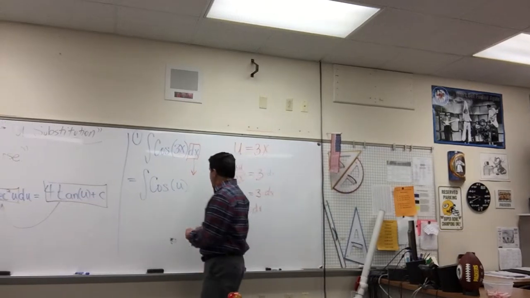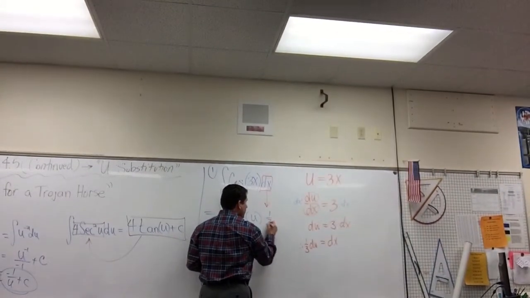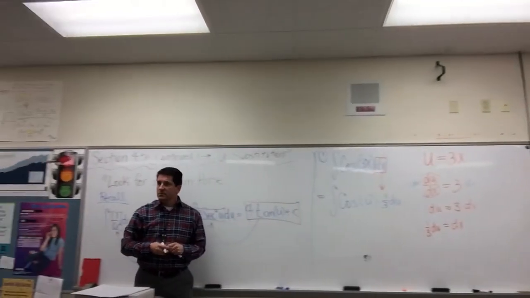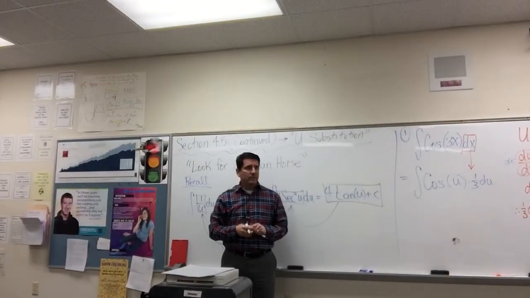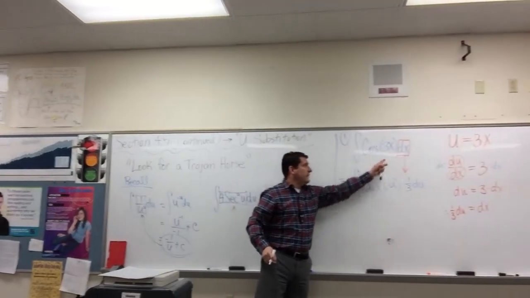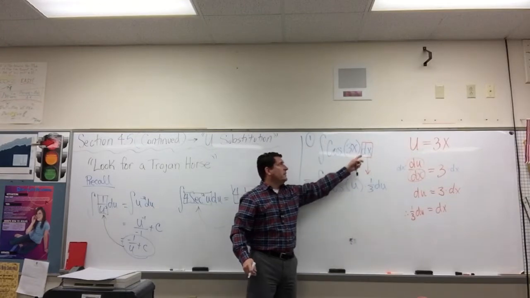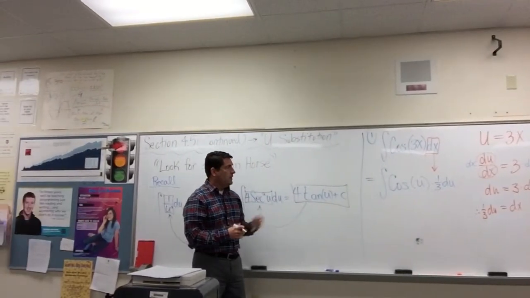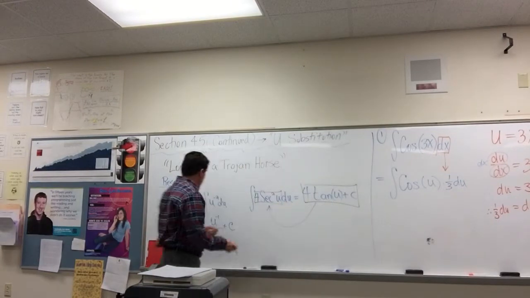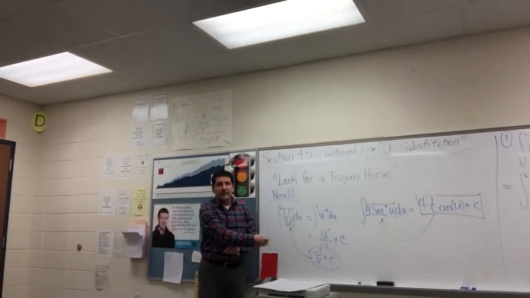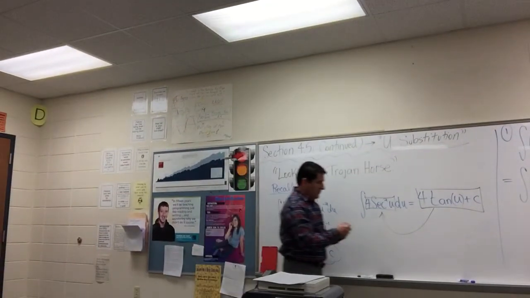So this becomes 1/3 du. You see the substitution? We actually did 2 substitutions: one for the 3x to become u, and one for the dx to become 1/3 du. Okay, now look at this. This is actually like one of the basic ones over here, it just happens to be in u's now rather than x's.